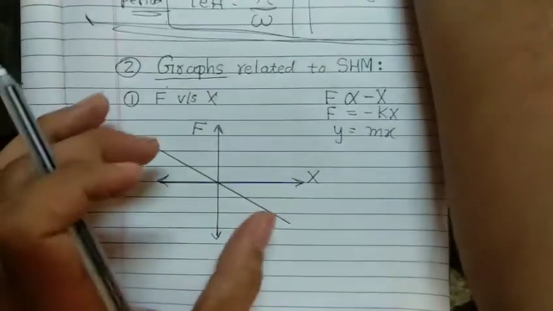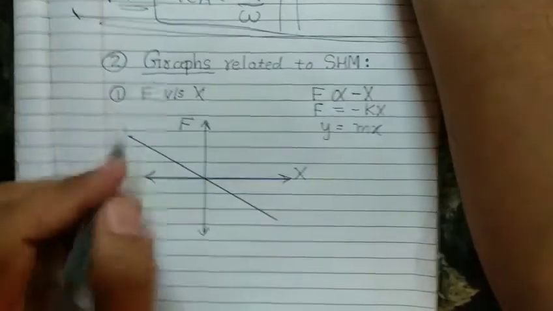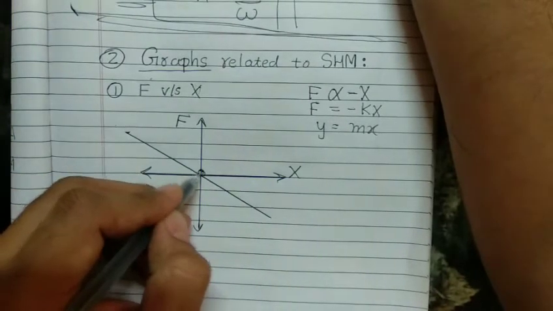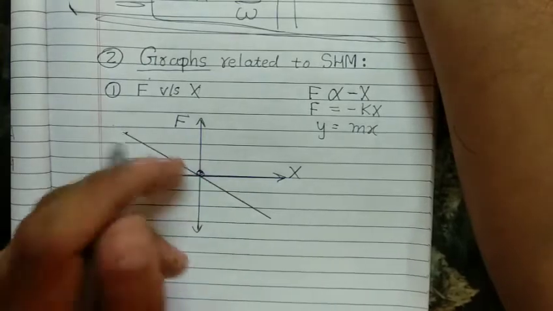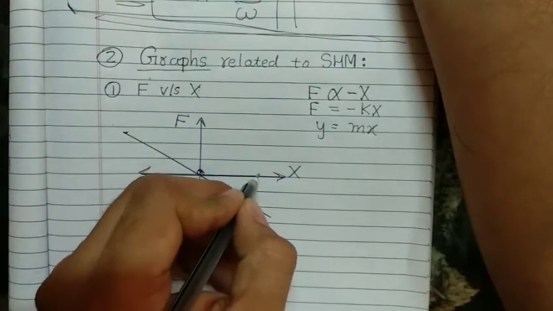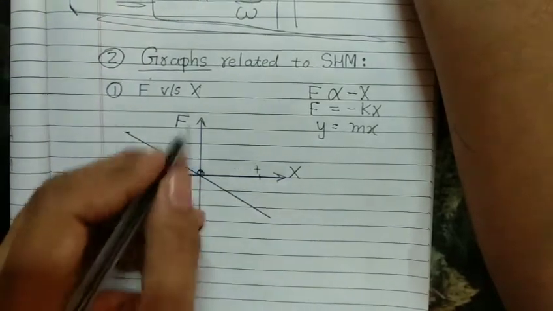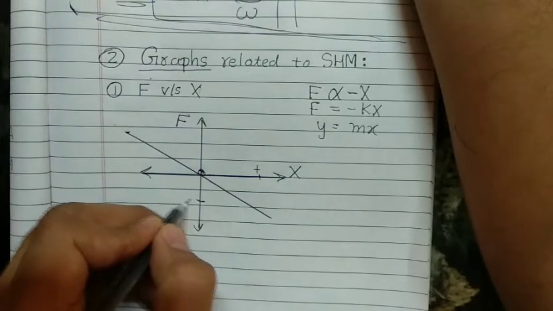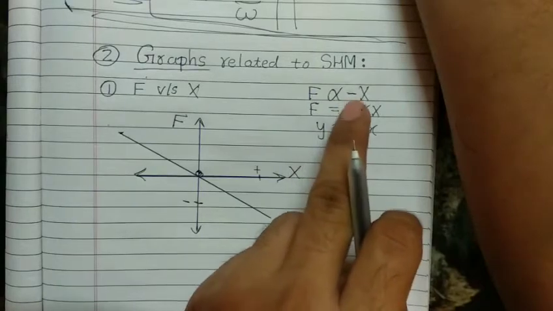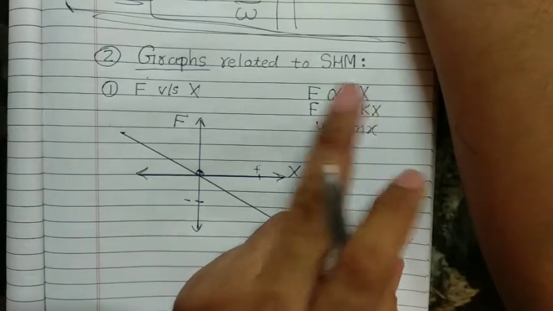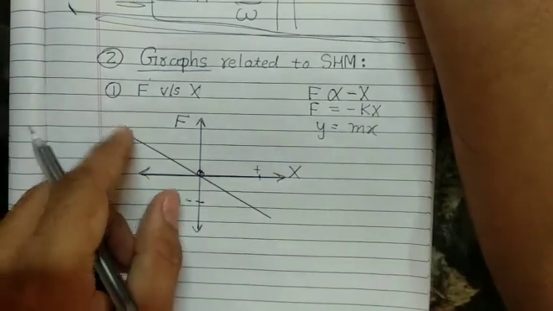So this is a graph of f versus x, right? Now if you see, this graph is not passing through the first quadrant, it's passing through the second and the fourth quadrant. Why? Because whenever x is on the positive side, f is on the negative side, like this. Since f and x are on opposite sides, that's why this negative sign is there, isn't it? So due to this negative sign, this graph passes through the second and fourth quadrant.